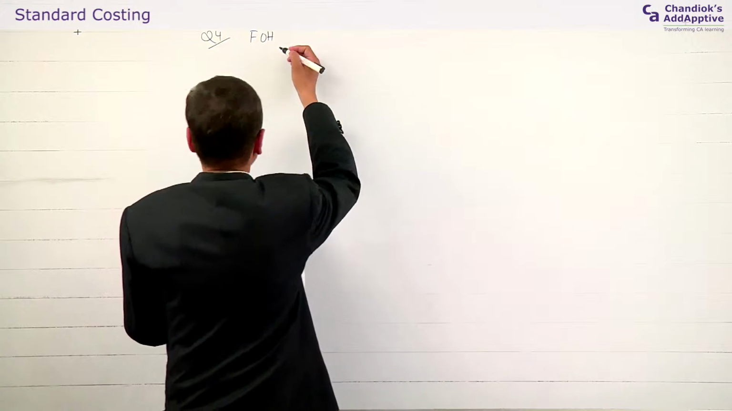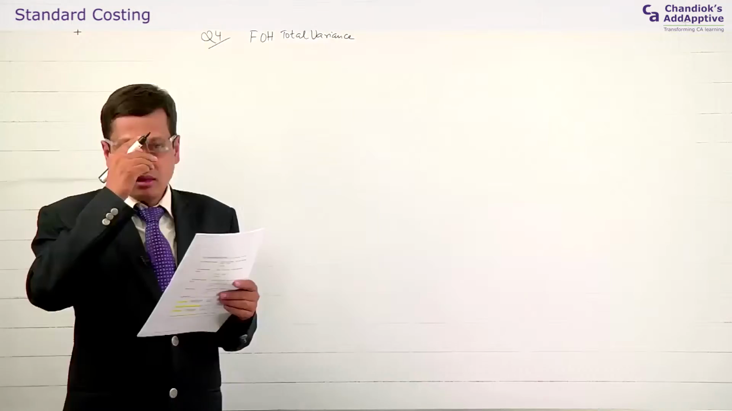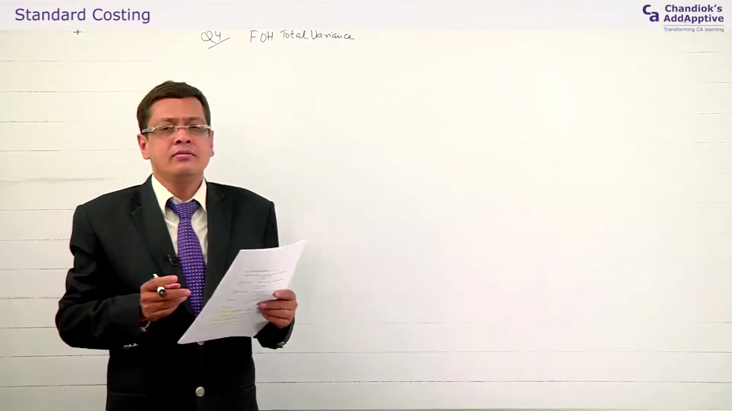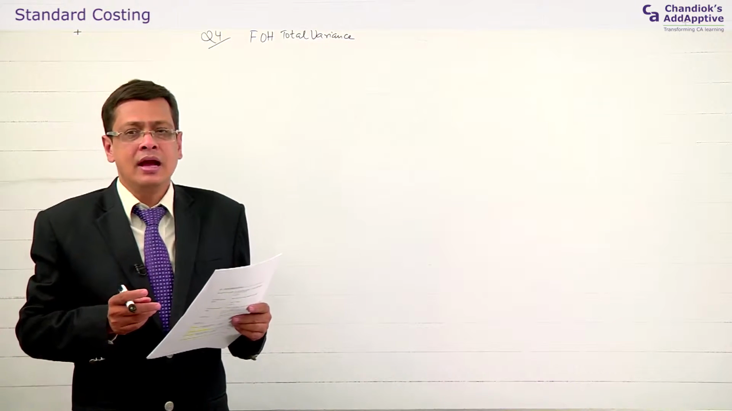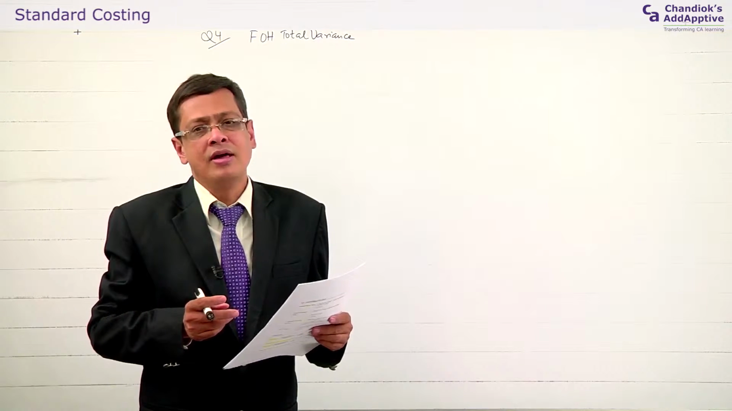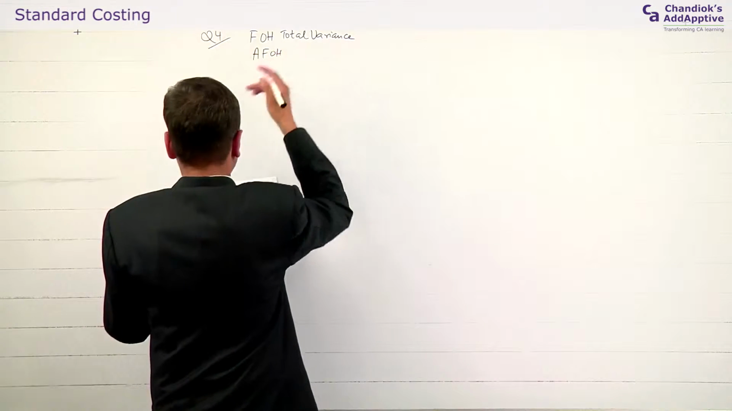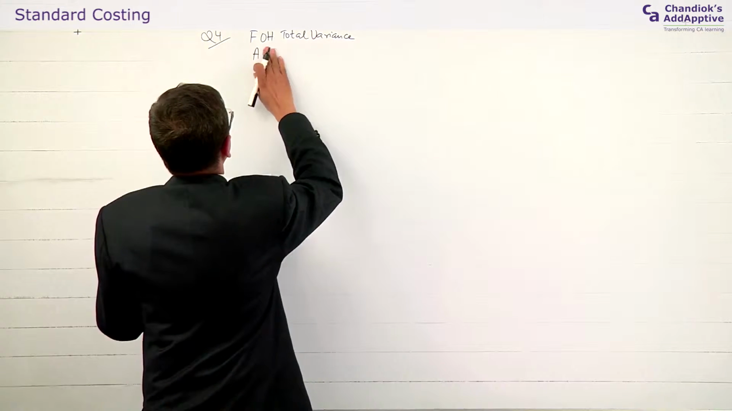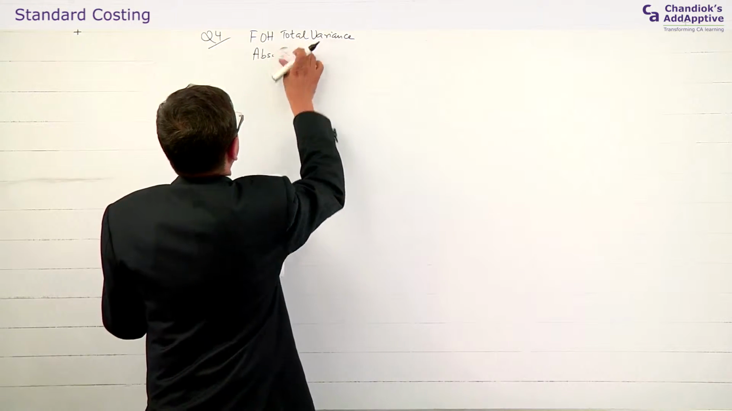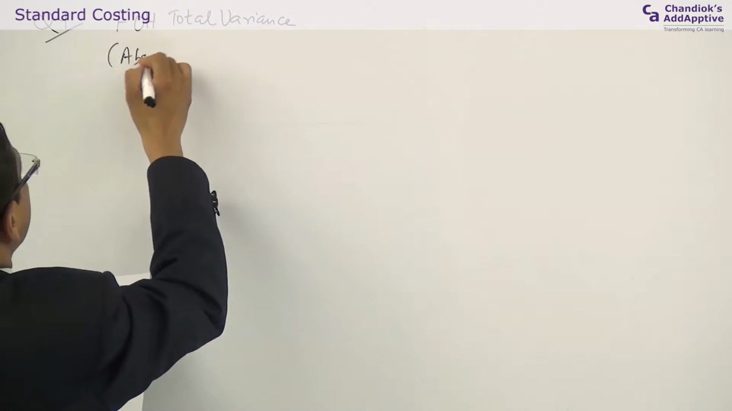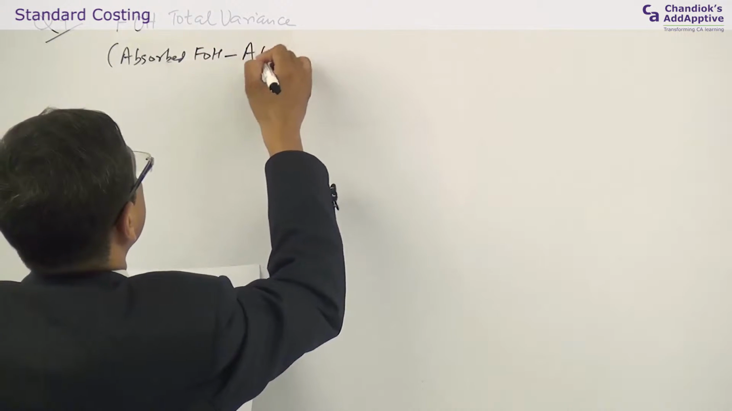FOH represents fixed overhead total variance. So, dear friend, we are finding the fixed overhead total variance. Let us work the formula for that, and then we will work all the elements of this variance. So, this is actual fixed overhead, I correct myself, it is absorbed fixed overhead minus actual fixed overhead.